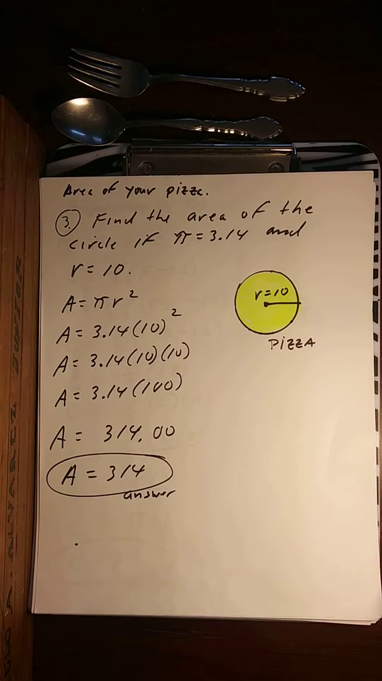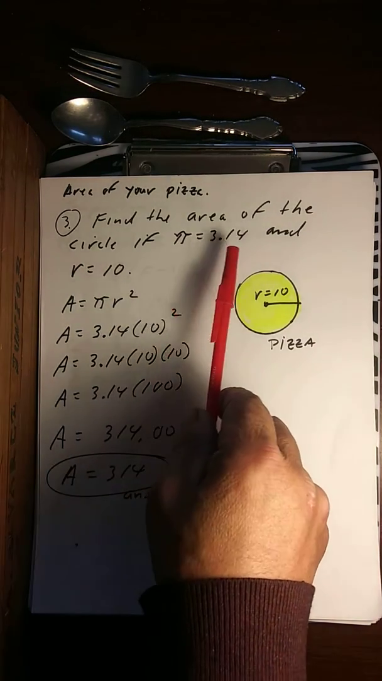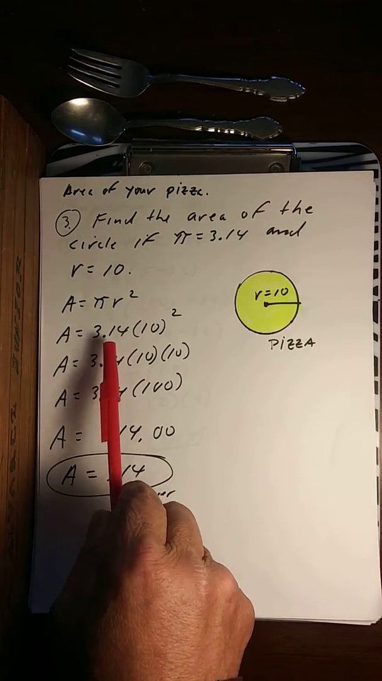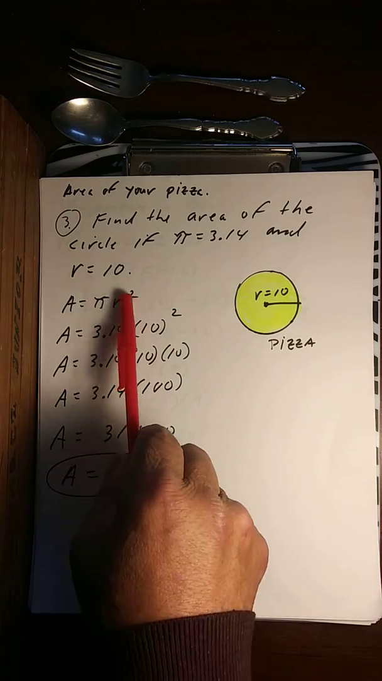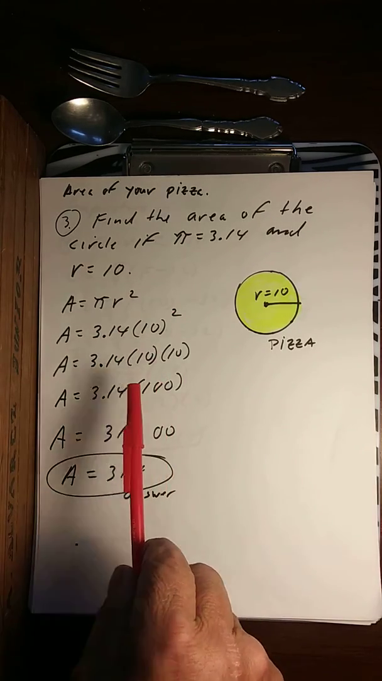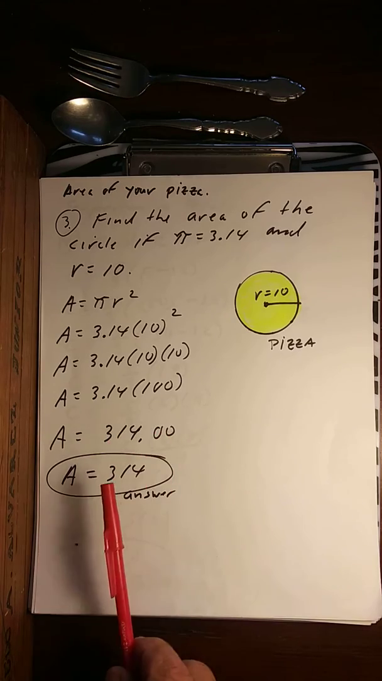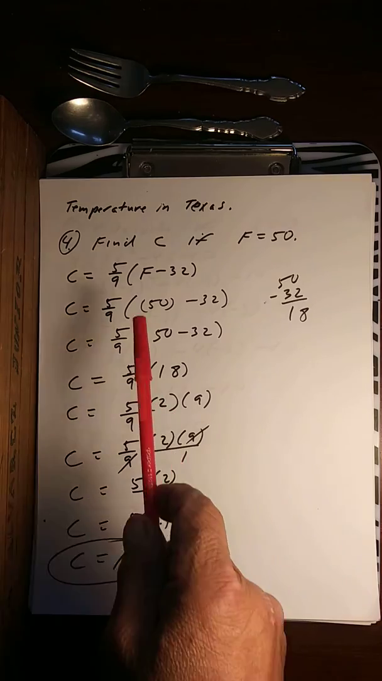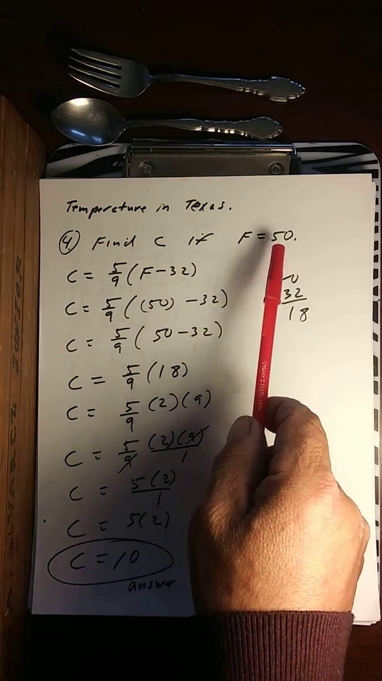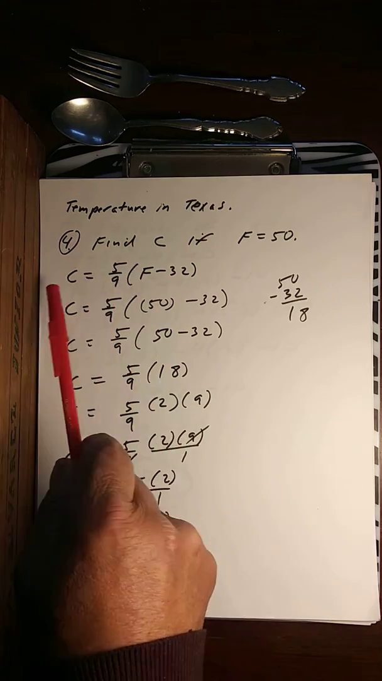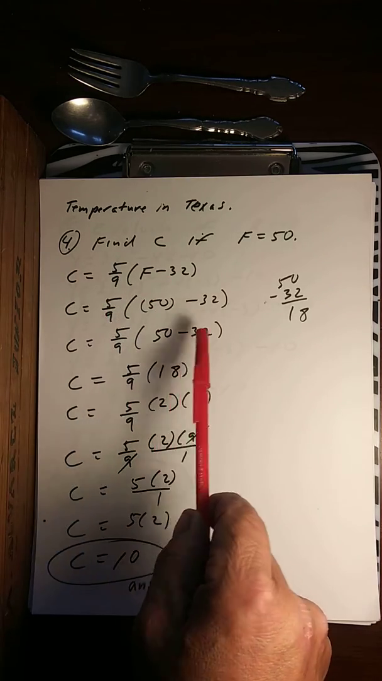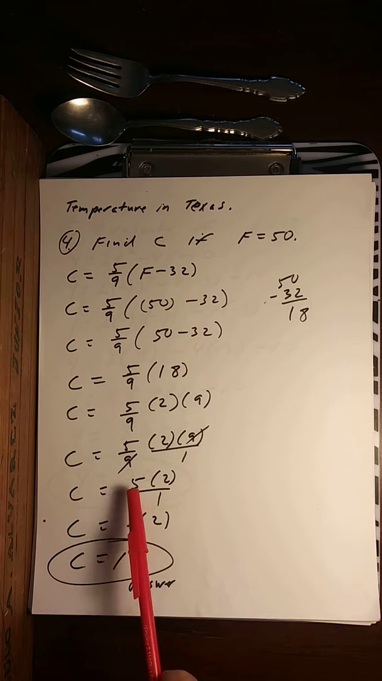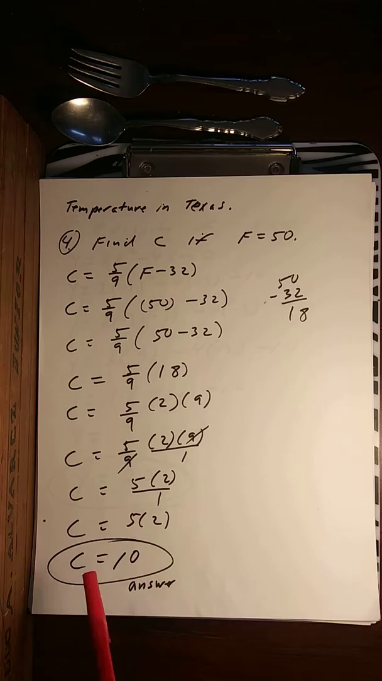Find the area of the circle if pi equals 3.14 and r is 10. There's a formula. So we put them in there. 3.14 times 10 squared, that's pi r squared. 10 times 10 is 100. 100 times that is going to be 314.00 or 314. Find C if F is 50. So put it into this formula, Fahrenheit, Celsius. Put a 5 there. 50 minus 32 is 18. 18 is 2 times 9. The 9s can cancel. So you have 5 times 2, which is 10.